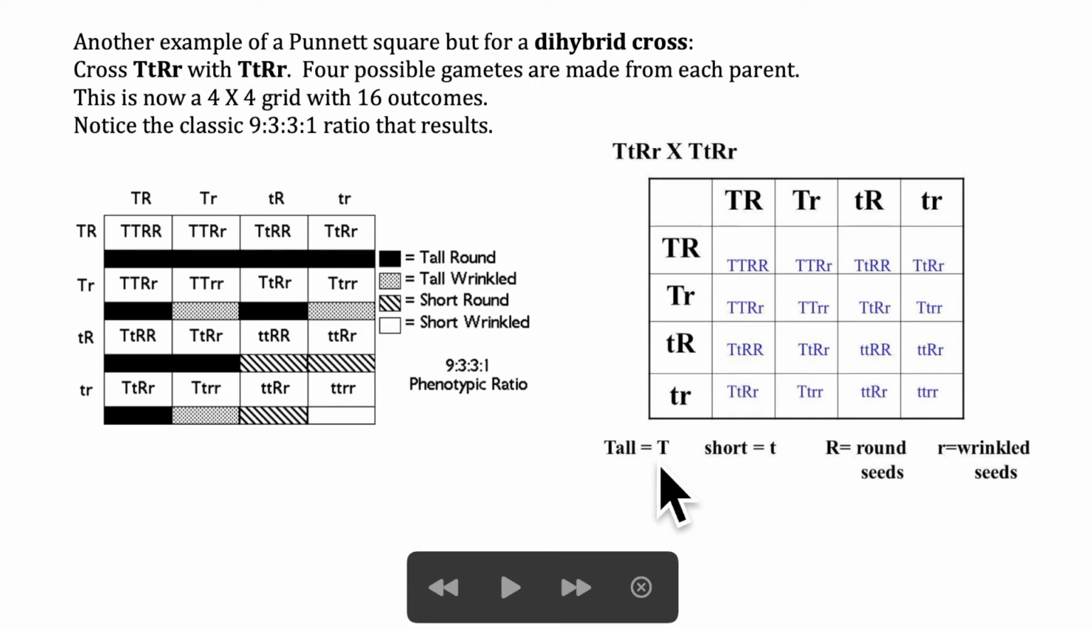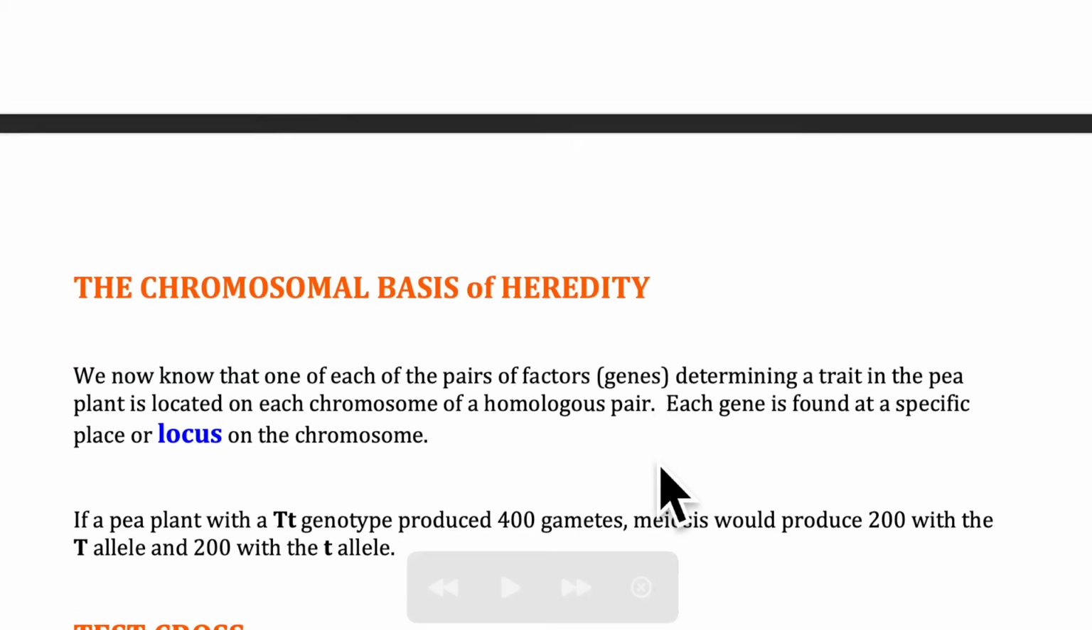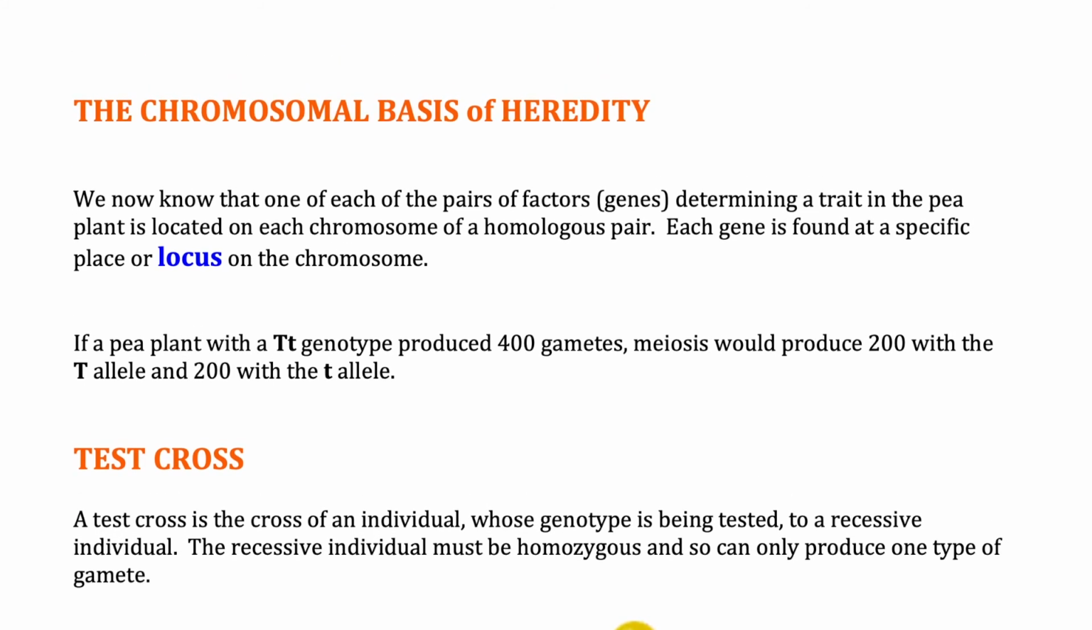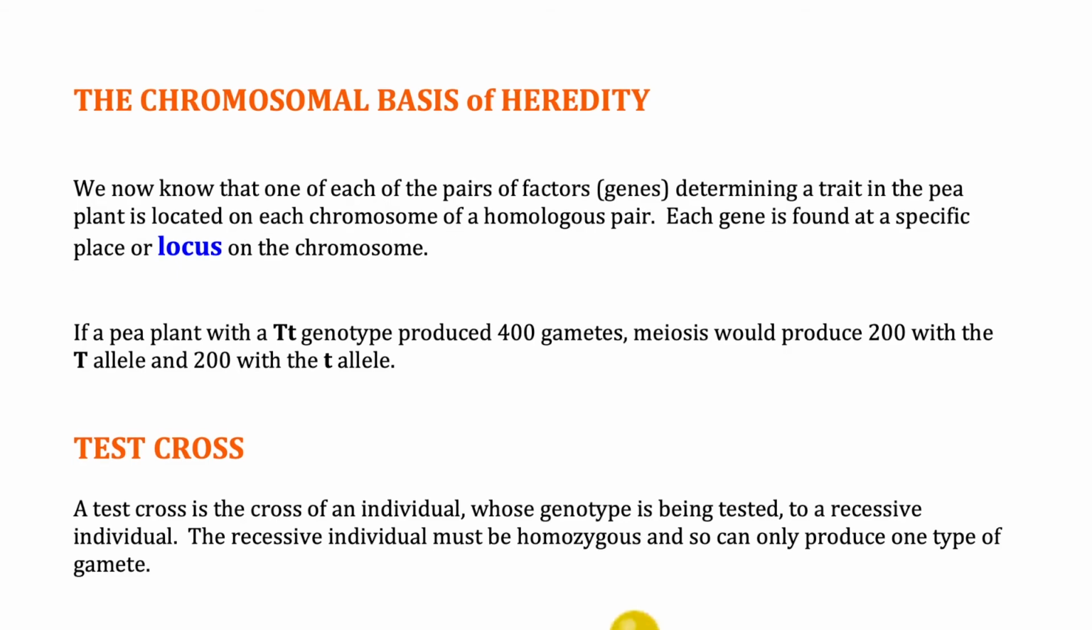The chromosomal basis of heredity. We now know that one of each of the pairs of factors, genes, determining a trait in the pea plant is located on each chromosome of a homologous pair. Each gene is found at a specific place or locus on the chromosome. If a pea plant with a Tt genotype produces 400 gametes, meiosis would produce 200 with the T allele and 200 with the lowercase t allele.